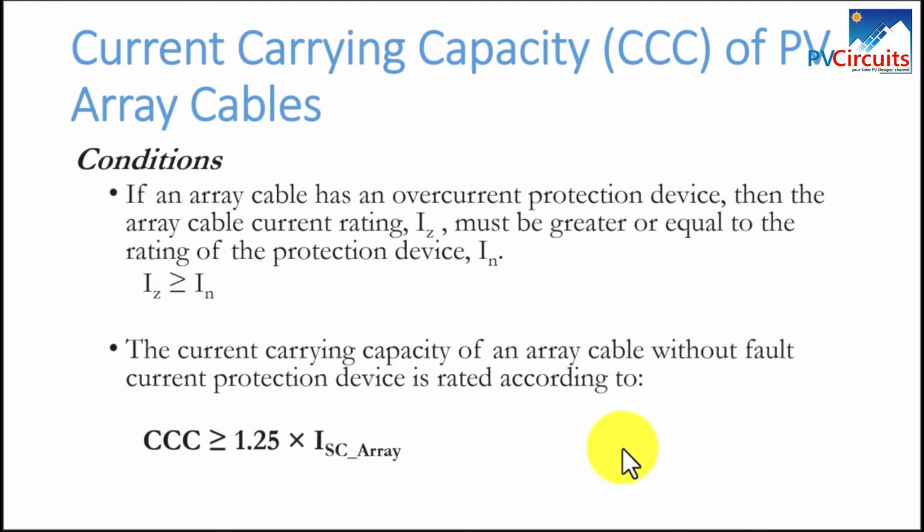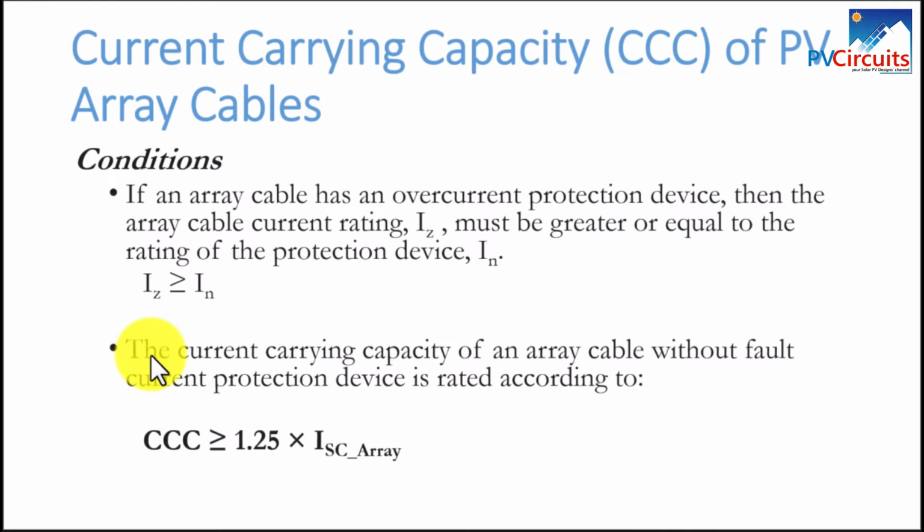Now let us look at the current capacity of PV array cables. We have to define some conditions here. If an array cable has an overcurrent protection device, then the array cable current rating IZ must be greater or equal to that of the protection device. So in mathematical terms, the current rating for the conductor should be greater or equal to that of the overcurrent protection device, so that the cable does not burn before the device trips.